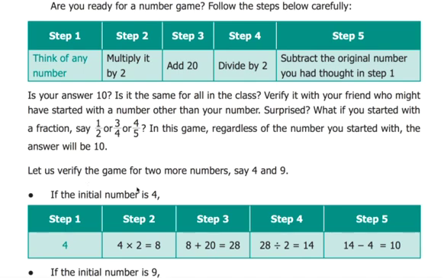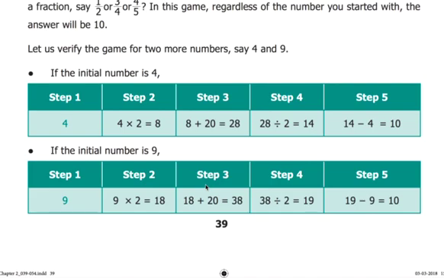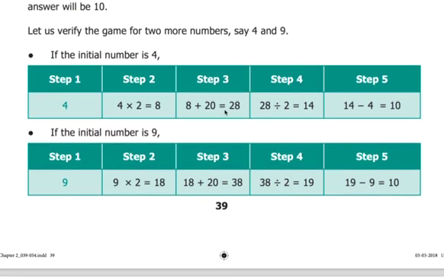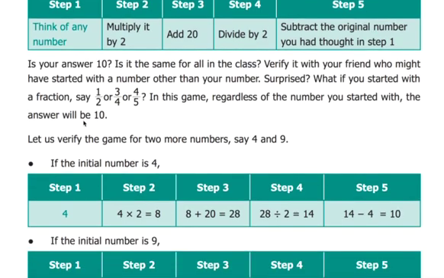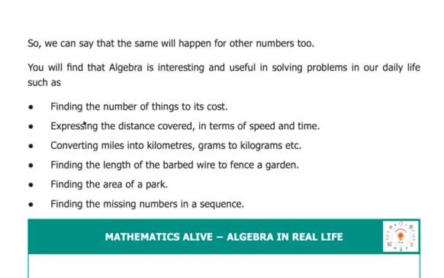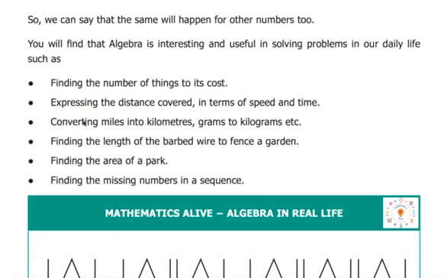Let us verify the game for two more numbers, say 4 and 9. If you still have a doubt, you can follow these steps. I'm pretty sure that any number you take, you will get 10 as the final answer. So we can say that the same will happen for other numbers too.